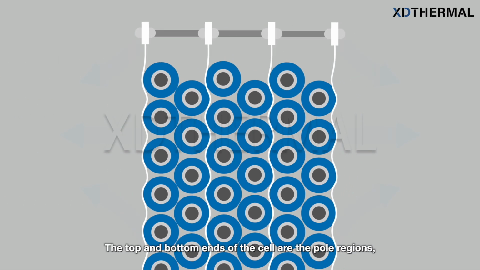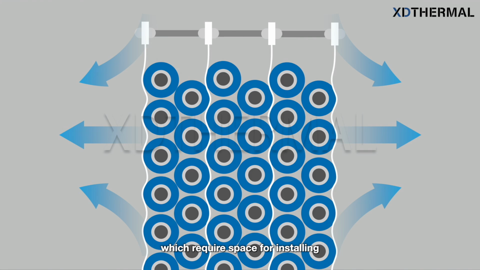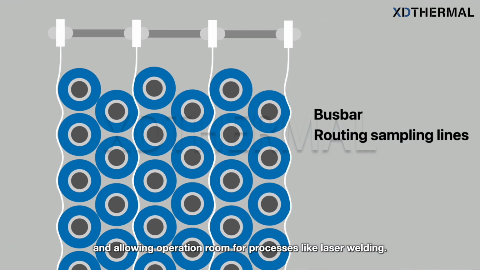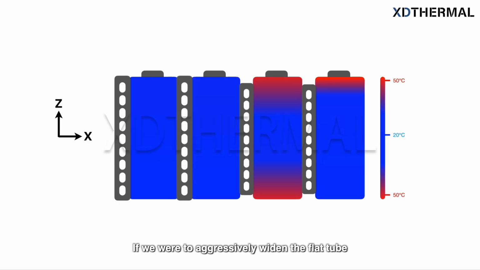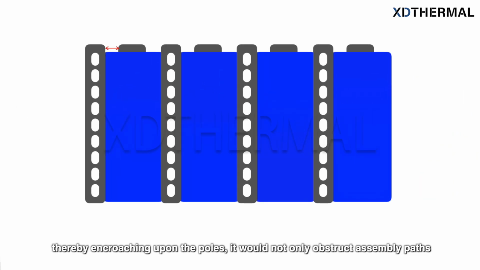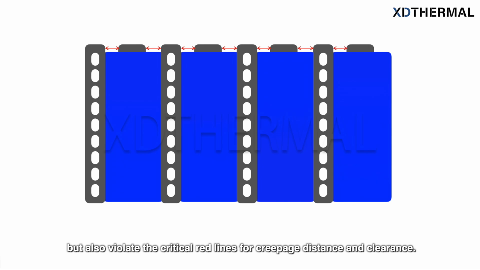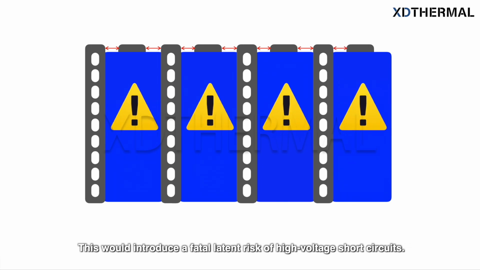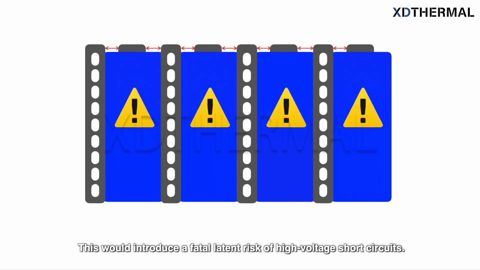The top and bottom ends of the cell are the pole regions, which require space for installing bus bars, routing sampling lines, and allowing operation room for processes like laser welding. If we were to aggressively widen the flat tube to eliminate these minor thermal gradients at the ends, thereby encroaching upon the poles, it would not only obstruct assembly paths but also violate the critical red lines for creepage distance and clearance. This would introduce a fatal latent risk of high-voltage short circuits.